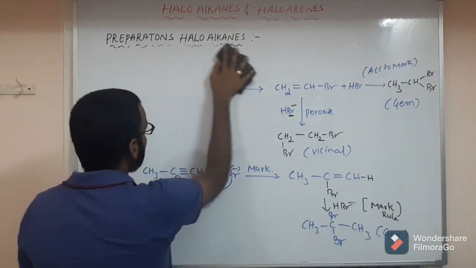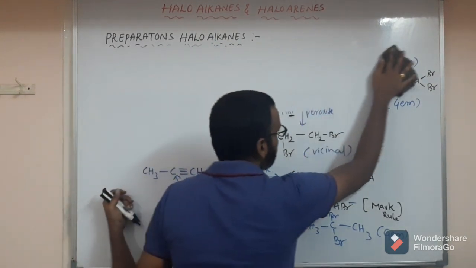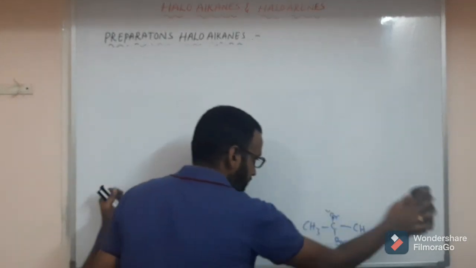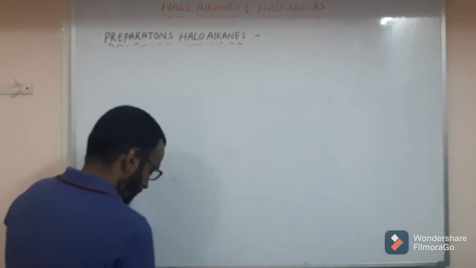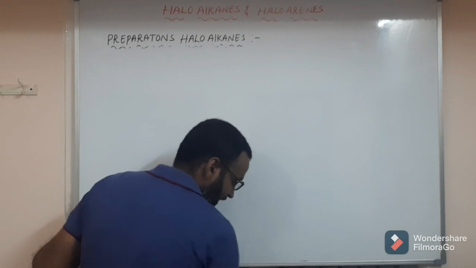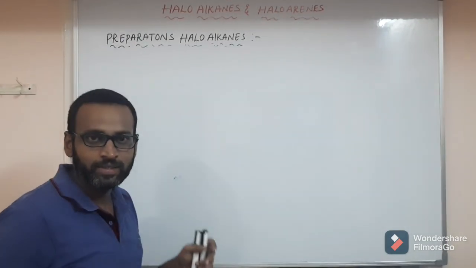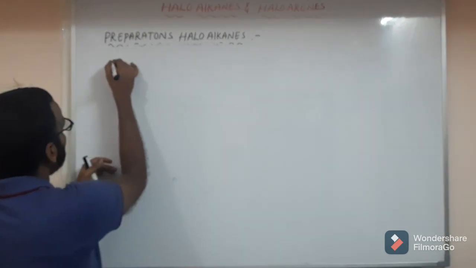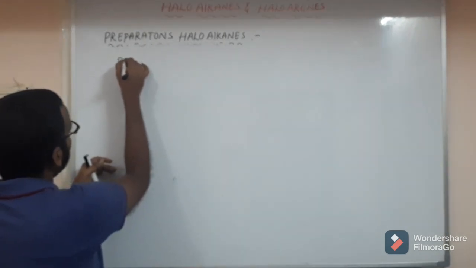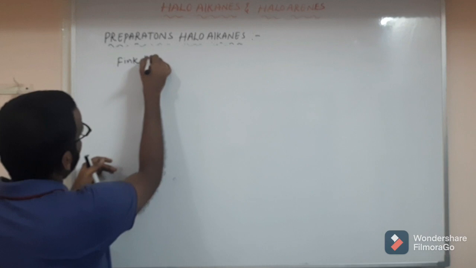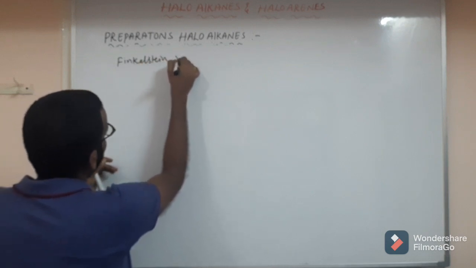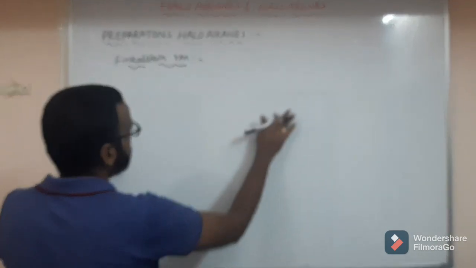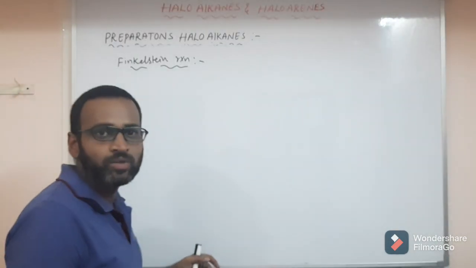Next, a few more we have to discuss. Like we have some alkyl halide, and another halide replacing it. Like we call replacement of halogen, simply we call that reaction the Finkelstein reaction. So this is substitution of halogen by another halogen.